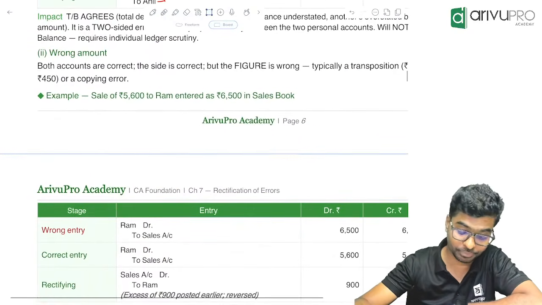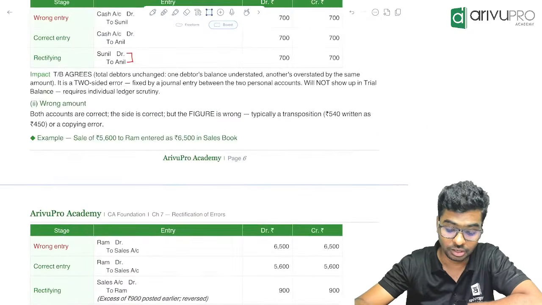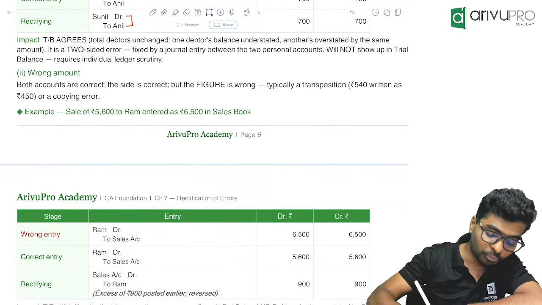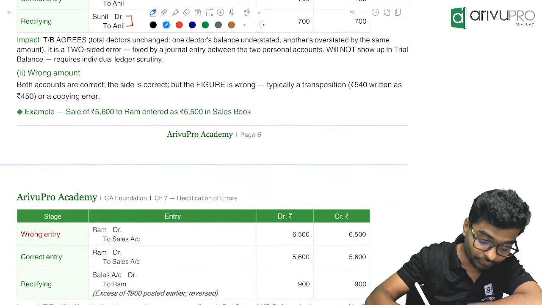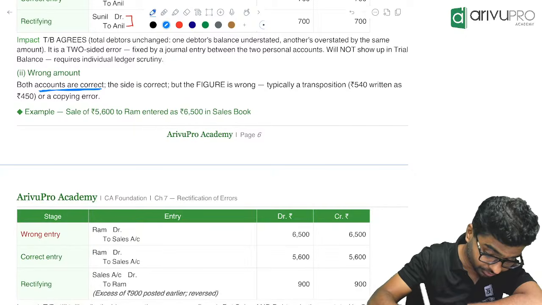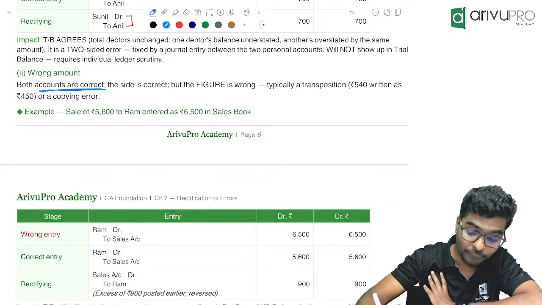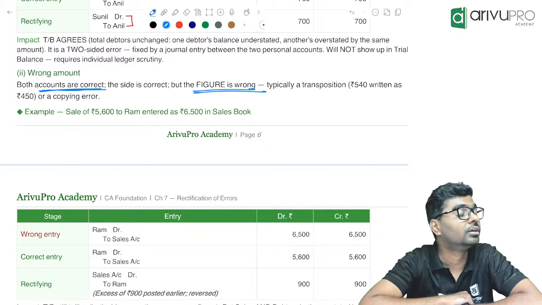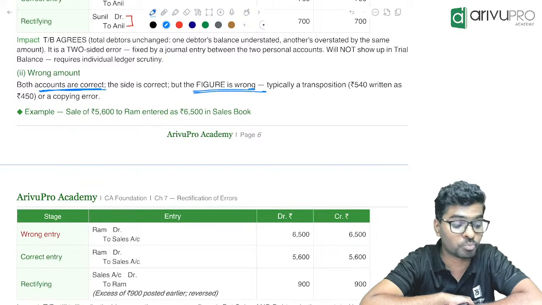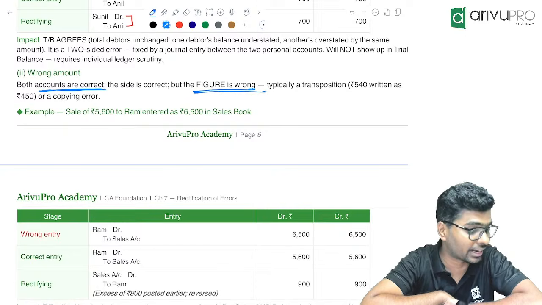Next one. Now see here. Both accounts are right, but the amount is wrong. Both the accounts are right, but what?